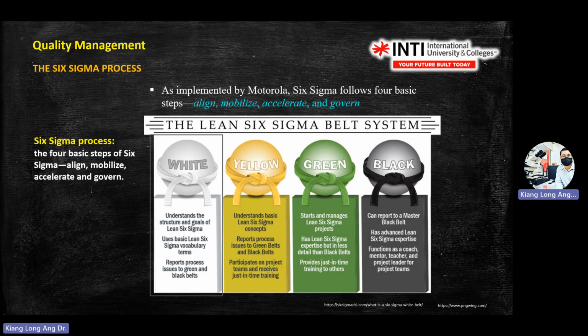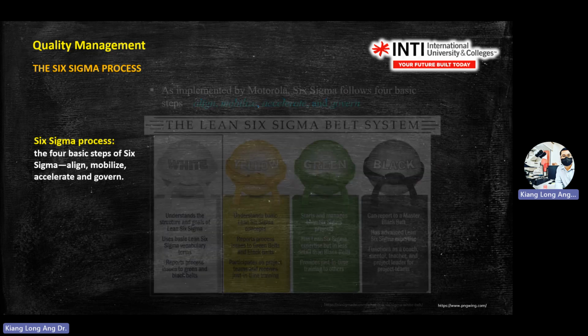Okay, so there are 4 basic steps in Six Sigma, which is align, mobilize, accelerate, and govern. I don't go deep into this, but at least you know Six Sigma has 4 steps. Then you have 4 levels of Six Sigma: white belt, yellow belt, green belt, black belt. Each one has their own strengths and duties. If you have a white belt, what do you do, what does a black belt do?